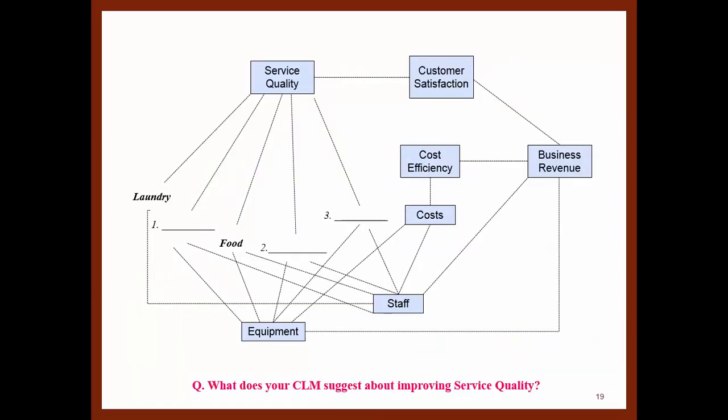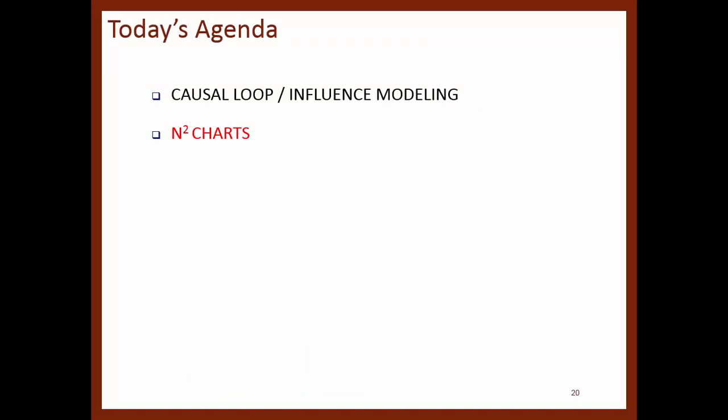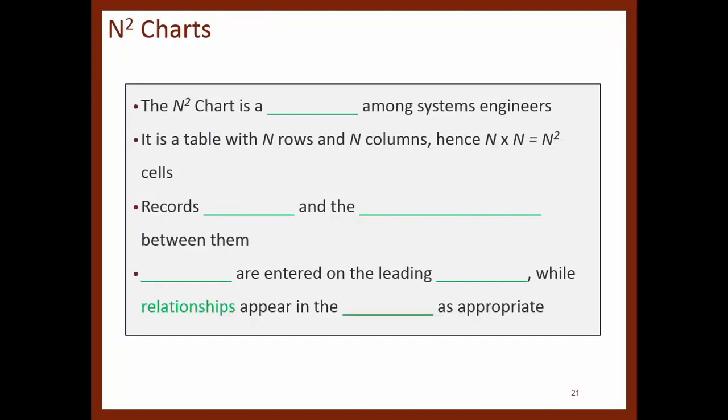So the next tool that I want to discuss today is called an N-squared chart. Again, this is a popular tool because it provides a visual representation of the interactions among the entities of a system. The N-squared chart is a popular tool among systems engineers. It is a table with N rows and N columns, so you have a square matrix. It records entities and the relationships or interchanges between them. Entities are entered on the leading diagonal, while the relationships appear in the other cells.